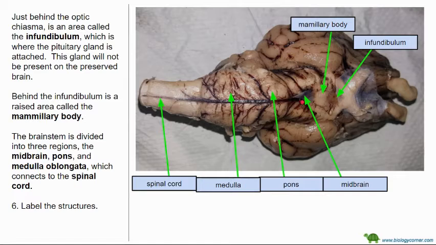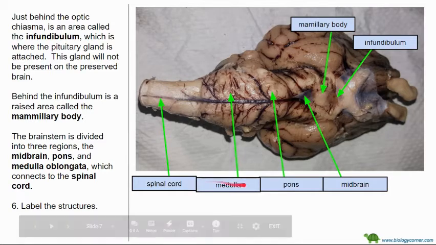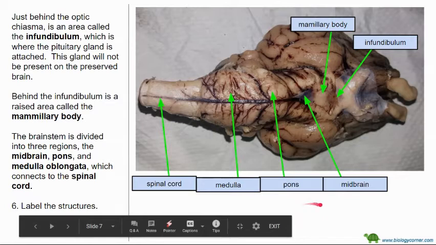And then continuing, going towards the posterior end of the brain, is the midbrain, and then the pons, the medulla oblongata, and then the spinal cord. So again, you're picking up these labels that are at the bottom of the image and dragging them to where the arrow points.